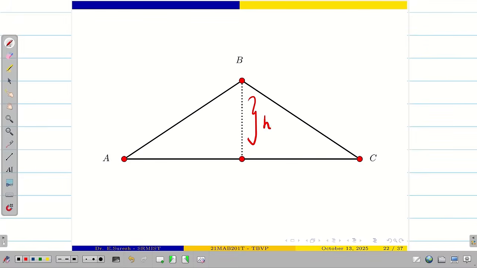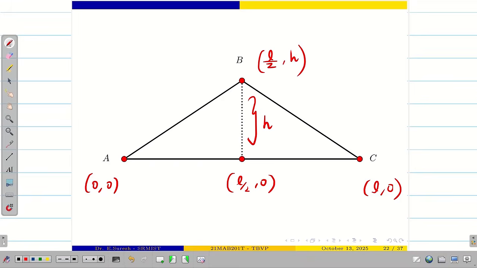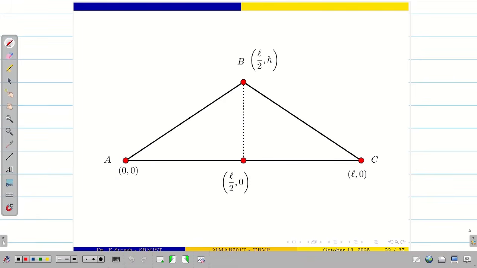So the height is h. Now let us write the coordinates: 0, 0 and L, 0 because the length is L. Here at the midpoint it is going to be L by 2, 0. Since the midpoint of the string is lifted to a height h, this coordinate is going to be L by 2, h. Now let us keep the diagram as it is. We will use this at the end.